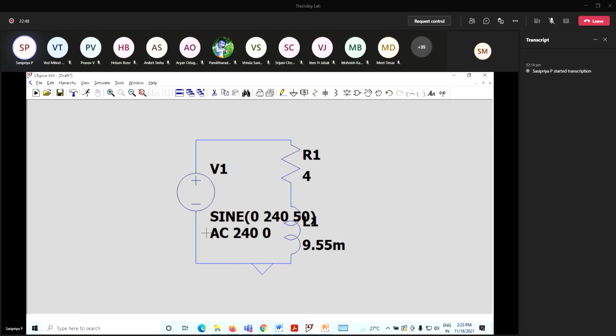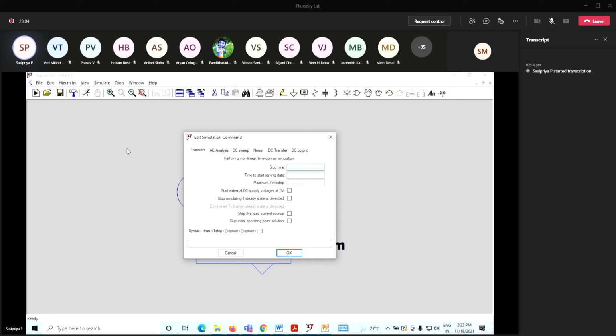Now we are going to do the simulation using AC analysis. This is similar to how we simulated the DC circuit, the same procedure. Now simulate, edit simulation command. As I mentioned already, I can simulate using transient analysis or AC analysis, and now I'll show you using AC analysis. Type of sweep is linear, and for the number of points I randomly give 100 points.